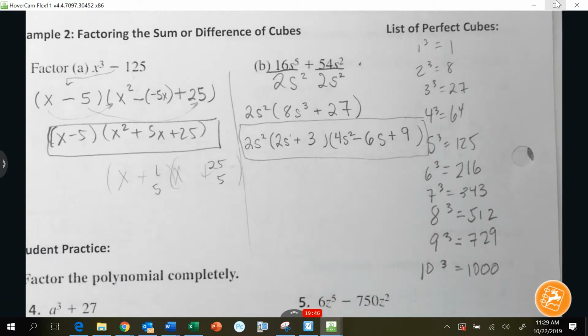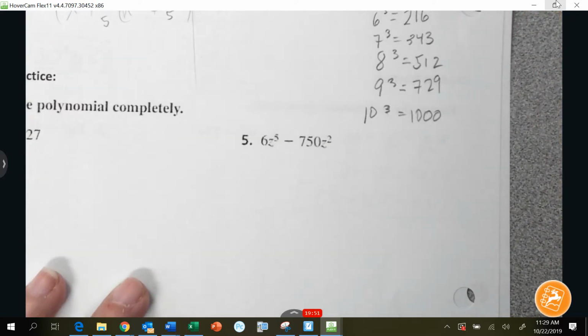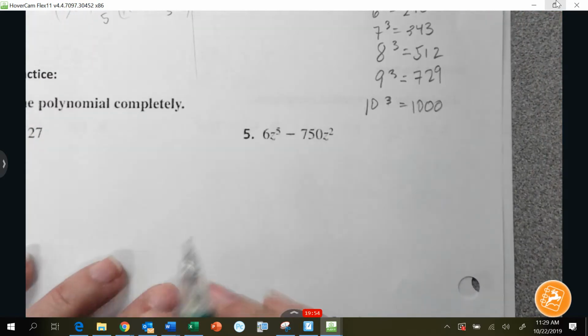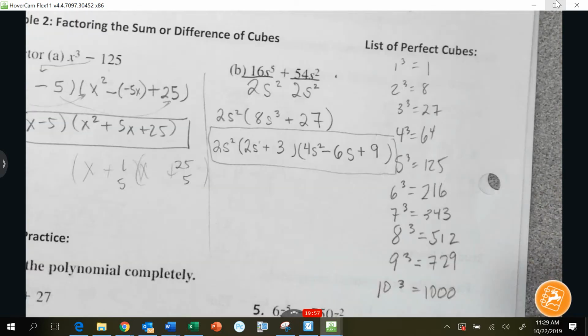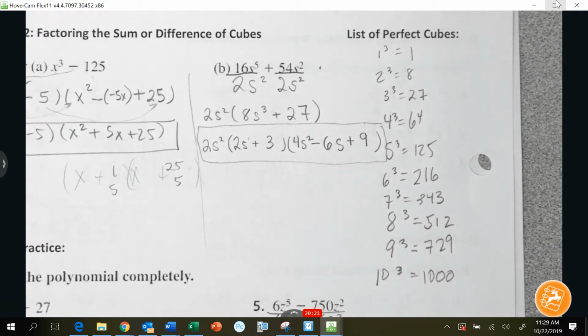Okay, so those are cubes. If you need more practice with those, I guess we'll do number 5. You try number 5. I'll do it down here. You try number 5. I'll put the answer up in just a moment.